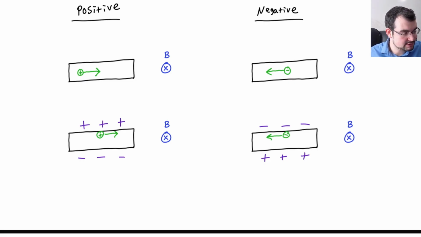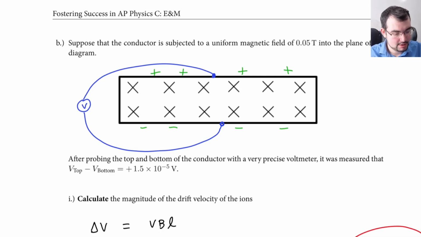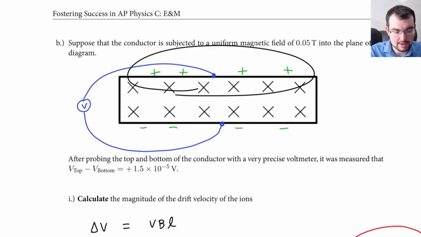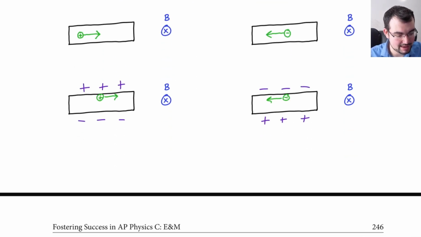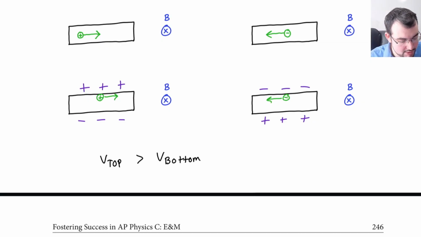So the voltage is enough to tell, because the Hall effect voltage wasn't just a number, it was a signed number. So this was the scenario we got, where the positive end was actually the top of the slab, and the only way that could happen is if our charge carriers were positive. So delta V top was larger than the bottom in our experiment according to that number, which is consistent with positive charge carriers.